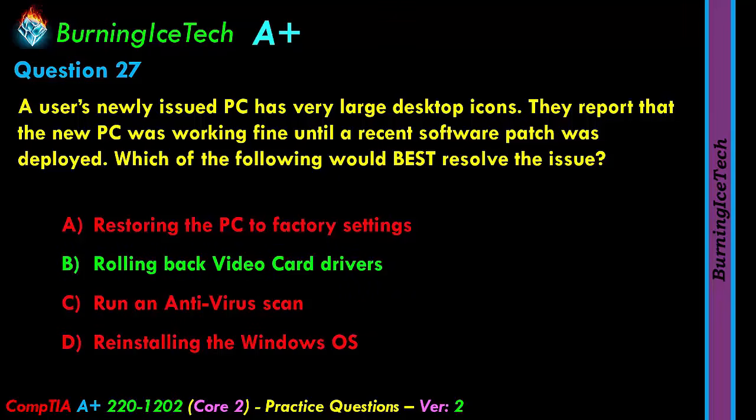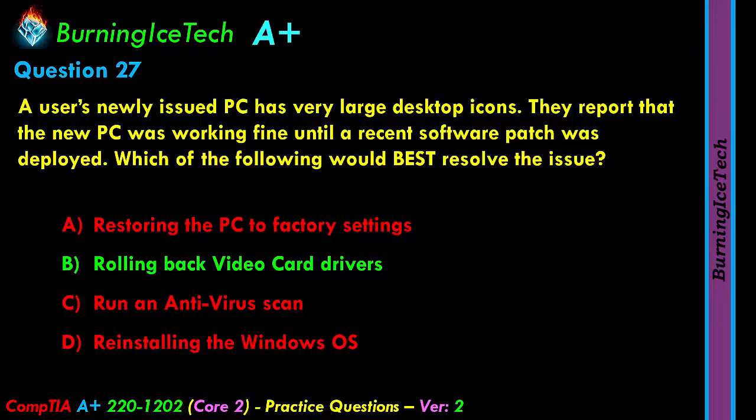If we look at answer C, run an antivirus scan. This was a software patch, a patch of sorts that took place on the machine. So it's very unlikely that this was some sort of virus. Could be, but very unlikely. If you look at answer D, reinstalling the Windows operating system. Now that's even more drastic than answer A.